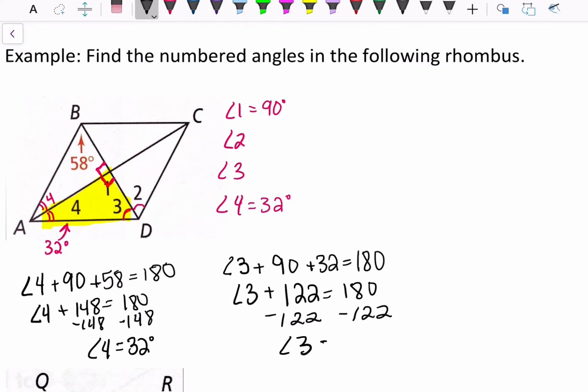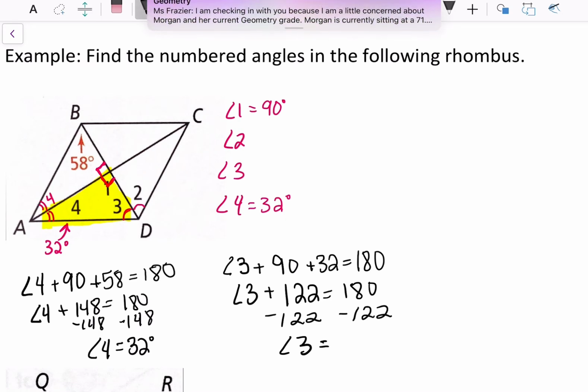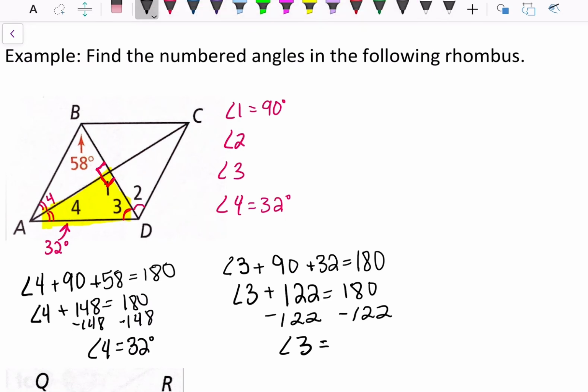So the measure of angle 3 is, that's not right. 58. My apologies. And if the measure of angle 3 is 58 degrees, that means the measure of angle 2 is also 58 degrees because they are congruent.